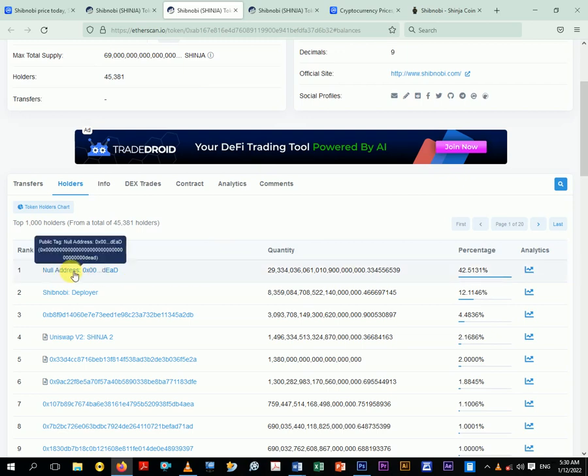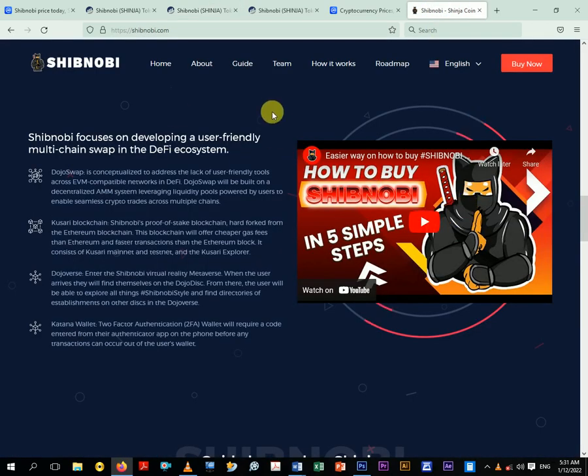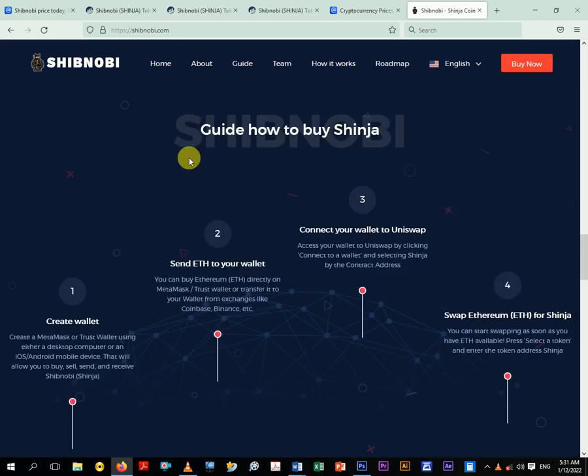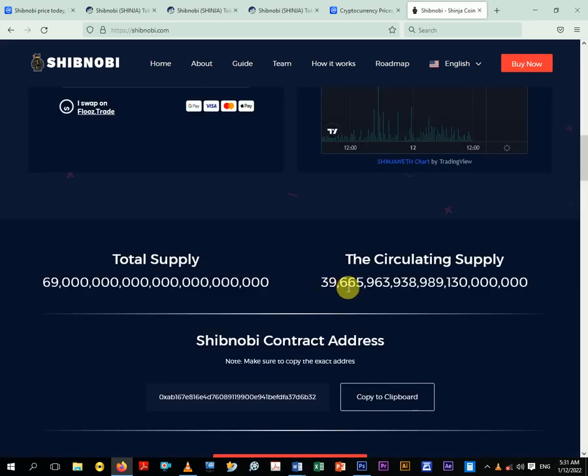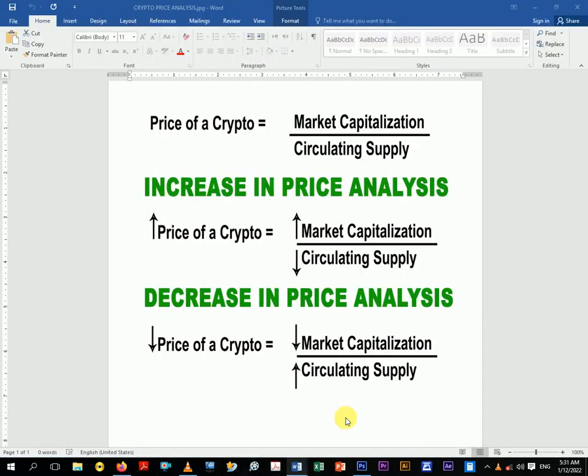When you check here, you can see the null address holding 29 sextillion. What this means is that the developers created 69 sextillion, but 29 of it has been burned out of circulation. So when you check on Shibnobi's website, you can find out that the circulating supply is 39 sextillion, because 29 sextillion plus has been burnt out of circulation. So that's the price mechanism of cryptocurrency.